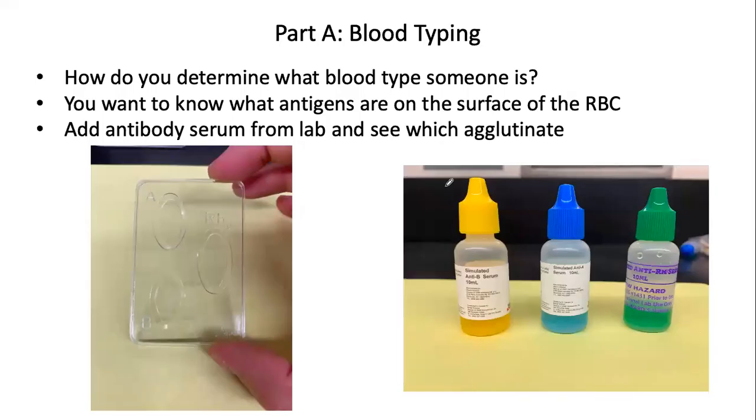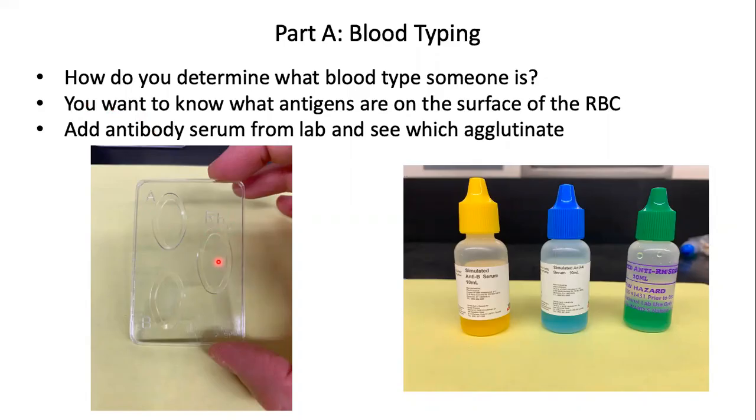How do you determine what blood type someone is? I think I talked about this in lecture, but I just wanted to reiterate it. You want to know what antigens are on the surface of that person's red blood cells. And so you're going to put the blood into 3 wells. Here's the well labeled A. Here's a well labeled B. I know it's kind of hard to see. Here's the well labeled Rh.